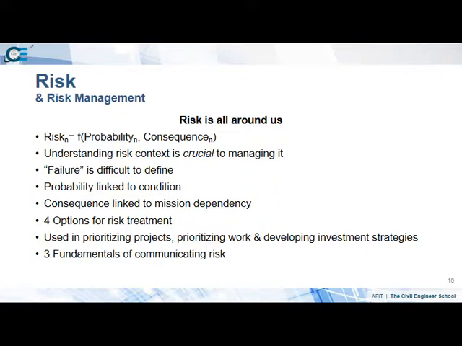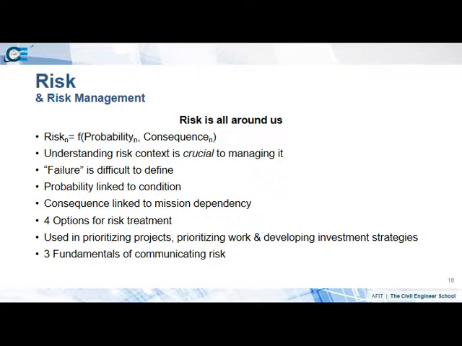Next up, probability of failure is linked to an asset's condition, and consequence of failure is linked to mission dependency. But I want you to remember the 3 aspects of mission dependency: relocatability, redundancies, and number of interdependencies. And also, when you think about consequence of failure, don't forget about any workarounds that may exist. We also talked about 4 options for risk treatment. We can either avoid the risk, we can adjust the probability, we can adjust the consequence, or we can share or transfer the risk.